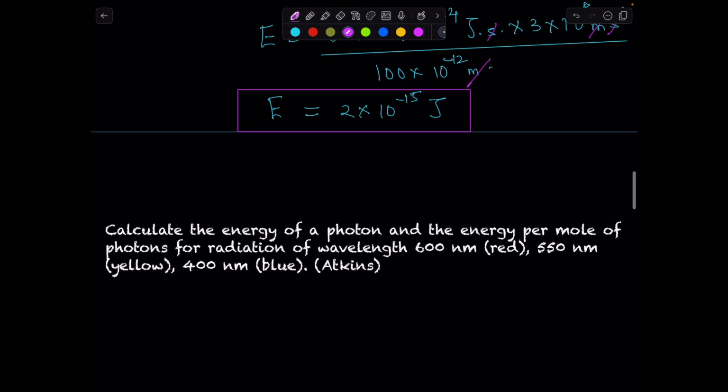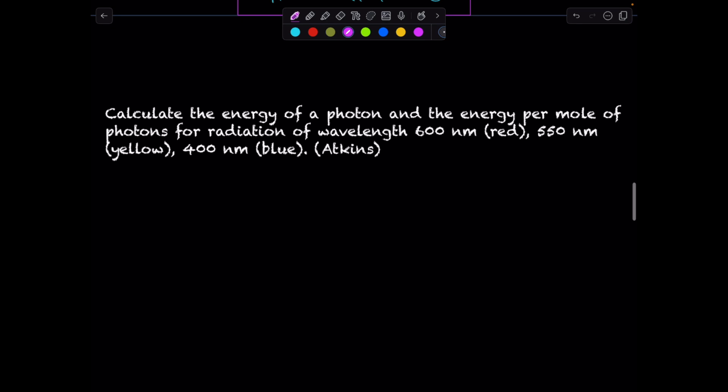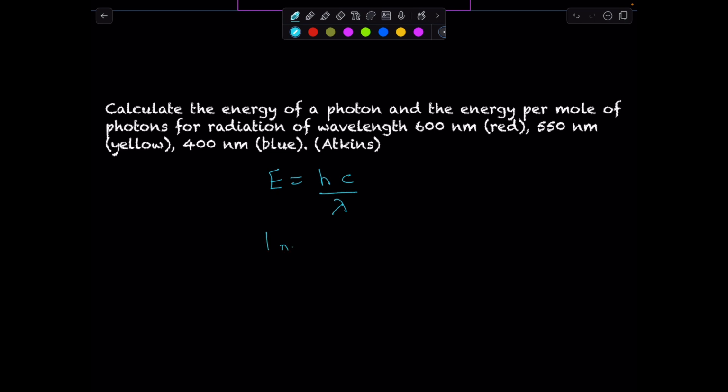The next problem. Calculate the energy of a photon and the energy per mole of photons for radiation of wavelength 600 nanometers, which is red, 550 nanometers, which is yellow, and 400 nanometers, which is blue. Energy of a photon is given by E equals hc over lambda. So we know Planck's constant, we know the speed. We have to simply plug in the lambda values. 1 nanometer equals 10 to the negative 9 meters.